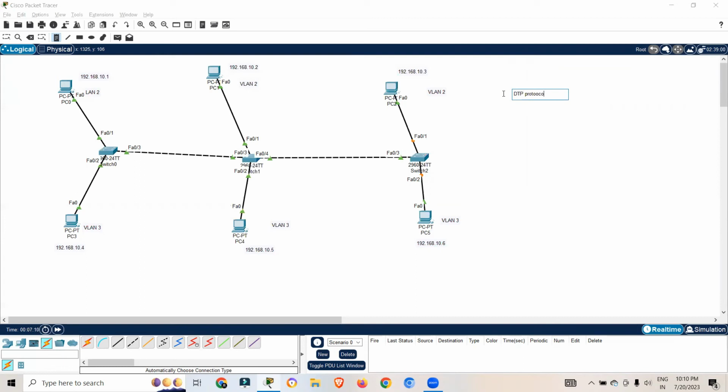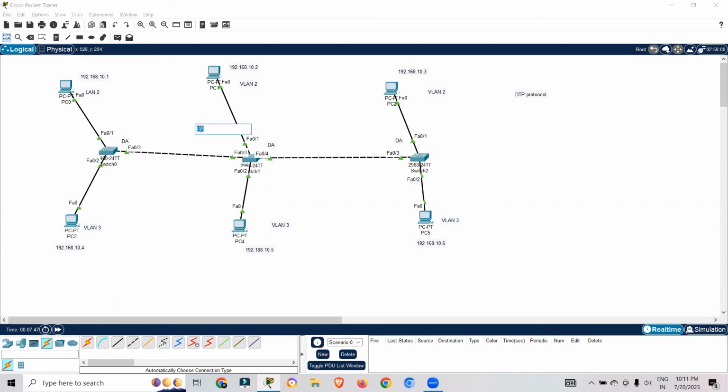And what is the benefit of this protocol? These interfaces are in which mode? Dynamic auto mode. This one is also in dynamic auto mode, this interface too, and this one as well. So when I change the configuration of interfaces FA0/3 and FA0/4, the complete network will become a trunk link. This link will become a trunk link, and this link will become a trunk link.